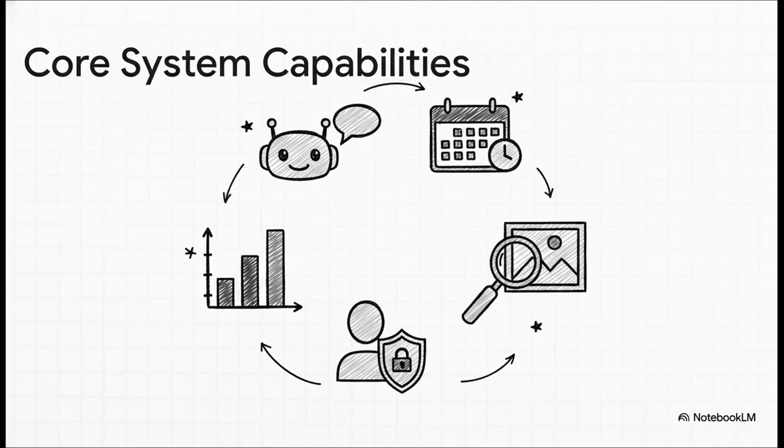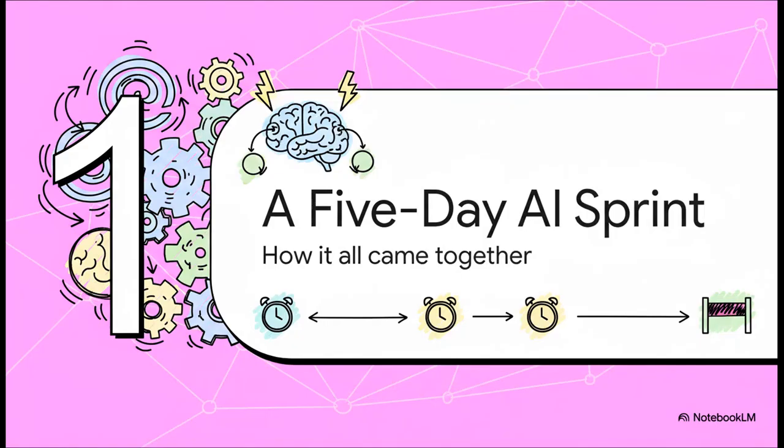And this thing is absolutely packed with features. We're talking a complete conversational AI, secure user management with two-factor authentication, and even advanced image search and processing. I mean, it's really the whole shebang. All right, so let's get into it. How did such a powerful system actually come together in such a ridiculously short amount of time?